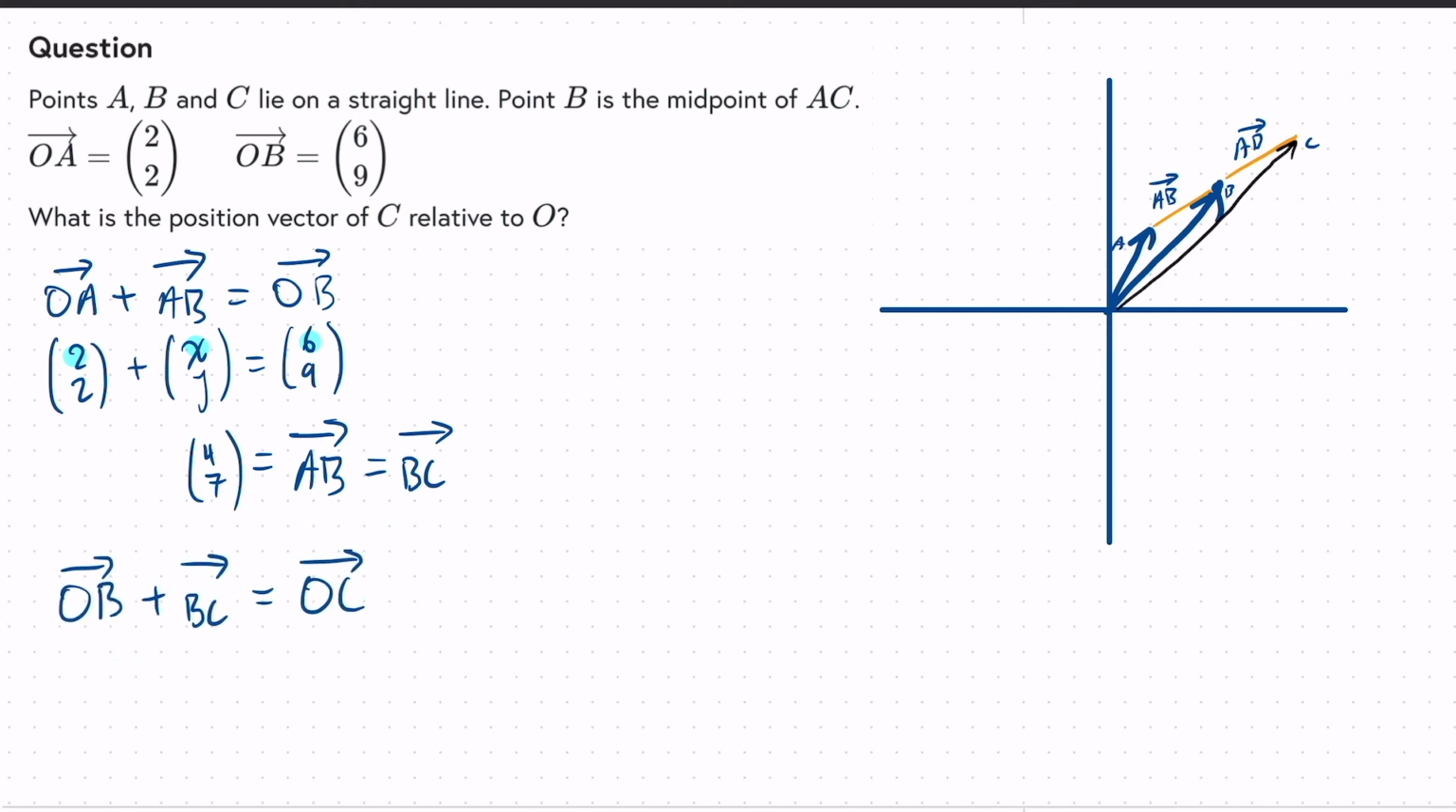So, I know what OB is. That's 6, 9. Now I know what BC is. That's 4, 7. And now I can figure out what OC is. 6 plus 4 is 10. 9 plus 7 is 16. So what's the position vector of C relative to O? Right, how do I draw that? Well, I draw that like this. It's 10, 16.